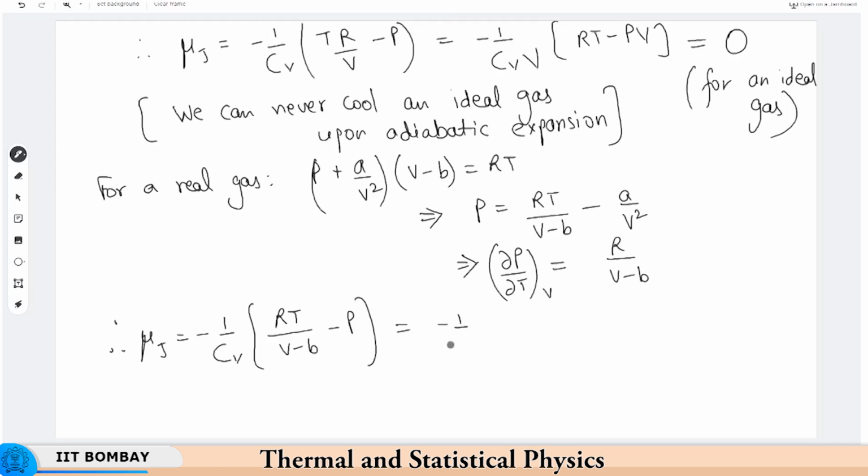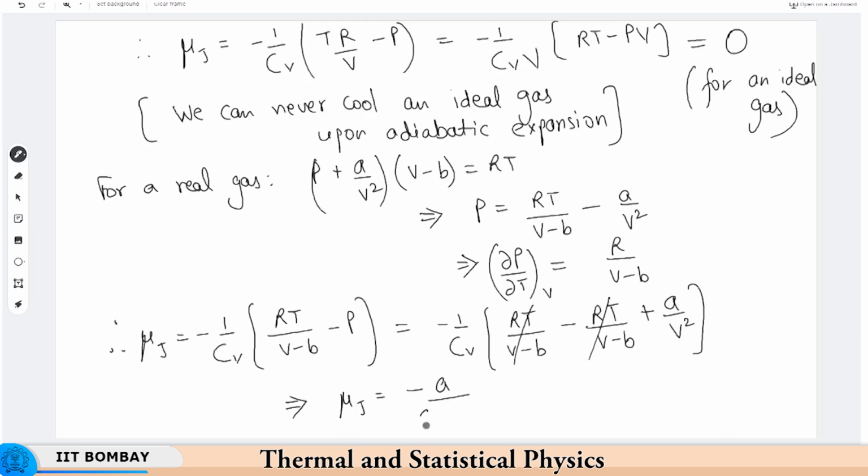So, this is minus 1 by C v times R T divided by V minus B, minus R T divided by V minus B plus A by V squared, and you can see that these two terms cancel out, and the final result that we get is mu j equals minus A by C v times V squared, and this is the result for a real gas. You can see it is non-zero first of all.